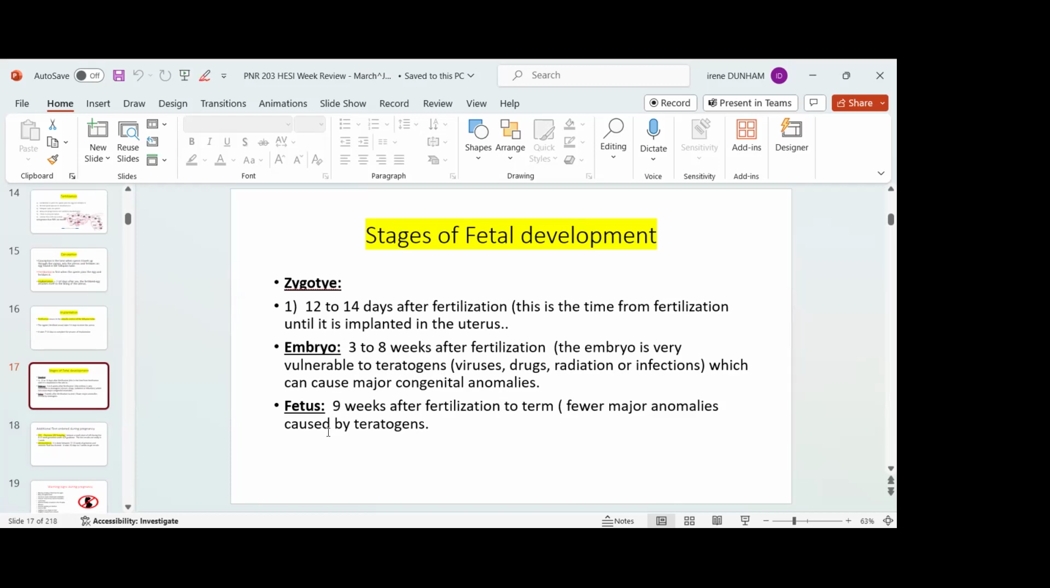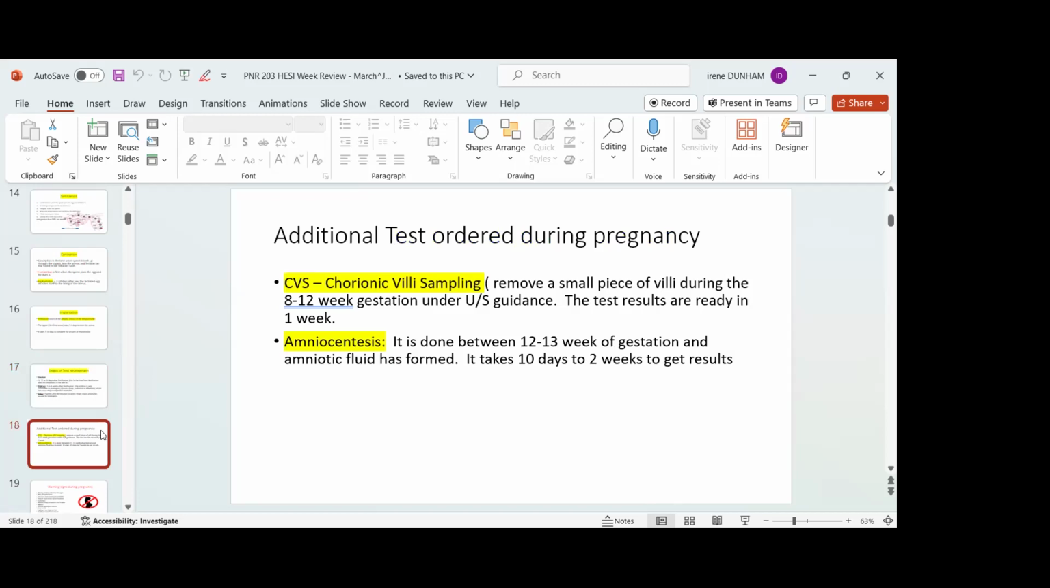And then you have your fetus from week 9 all the way to term. And usually after week 9, there are fewer abnormalities that are caused by teratogens. But if mom keeps smoking or drinking alcohol, that would definitely affect that fetus at birth. Okay, these are just some tests that can be ordered during the pregnancy to check for any kind of chromosomal problems.